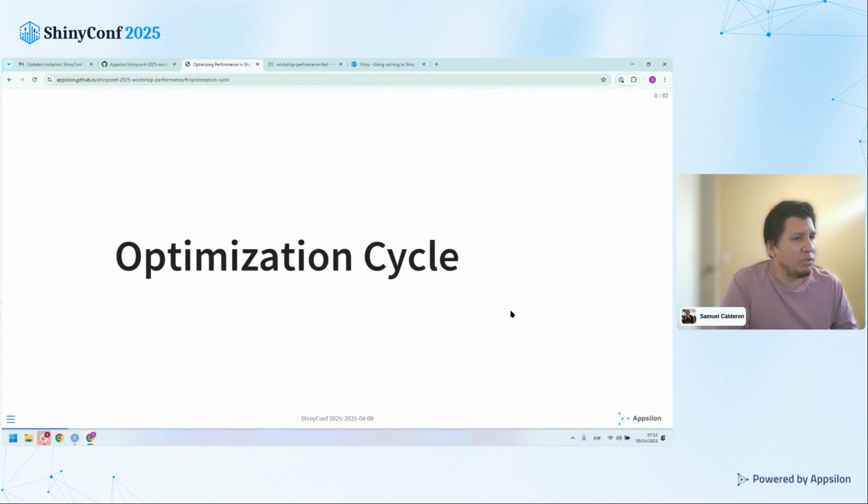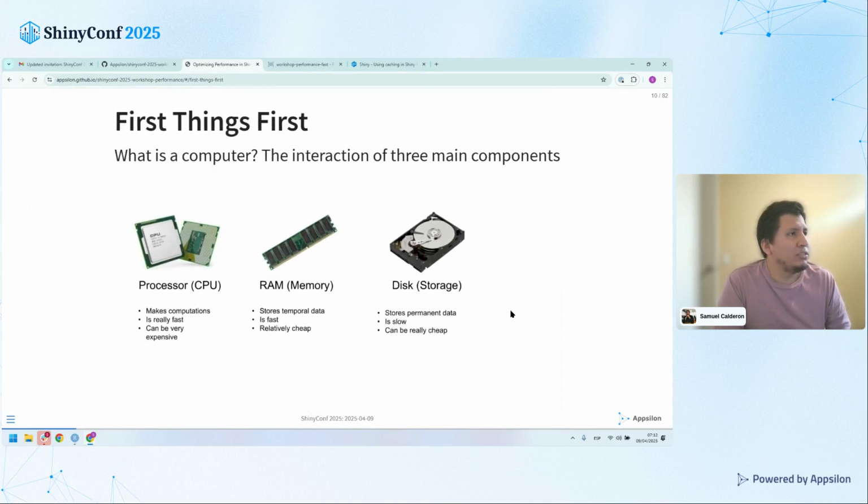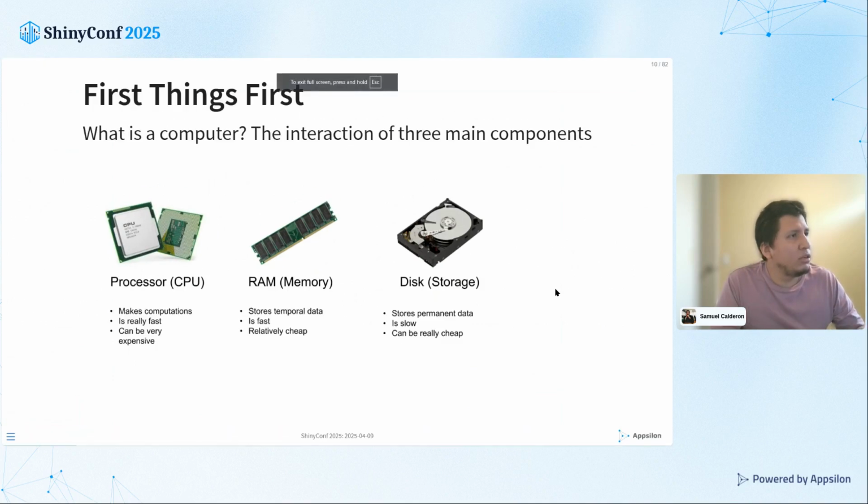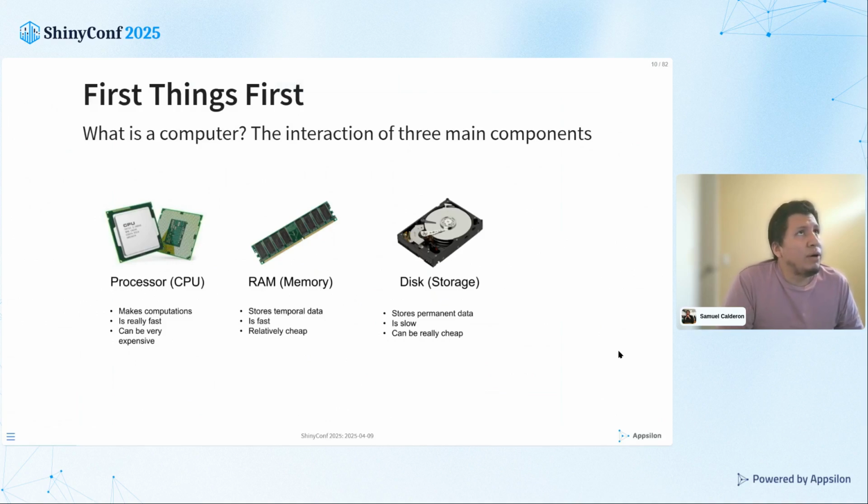Okay, so let's get to the meat of the presentation. I will start talking about the optimization cycle. But first things first, we need to understand what a computer is. I guess this makes it a little bigger. So when we talk about a computer, we are basically talking about the interaction of three main components, right? And when you are thinking of buying a new computer, hopefully these are the specs you will be looking for, right? The CPU, the RAM, and the storage.